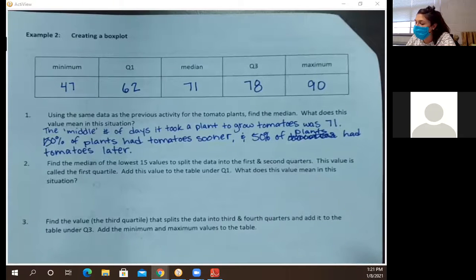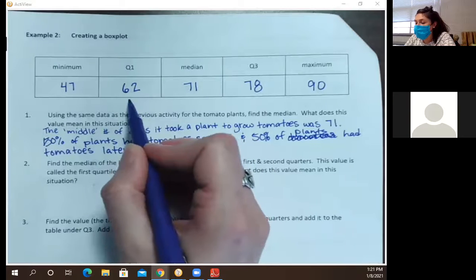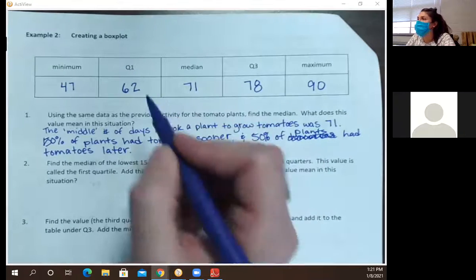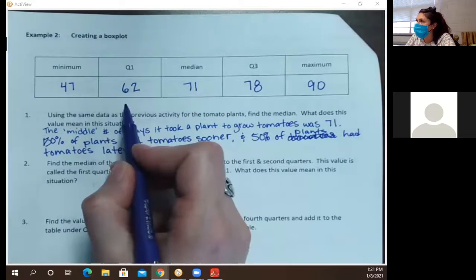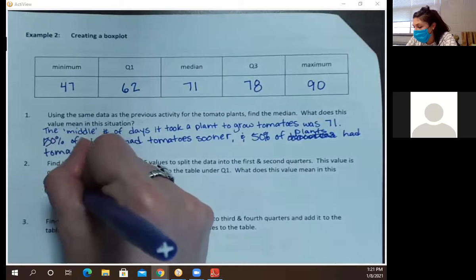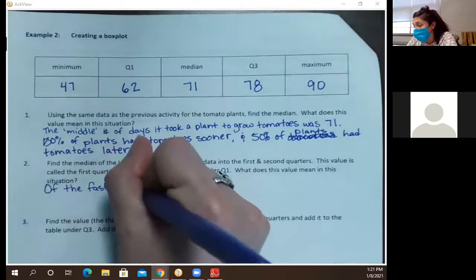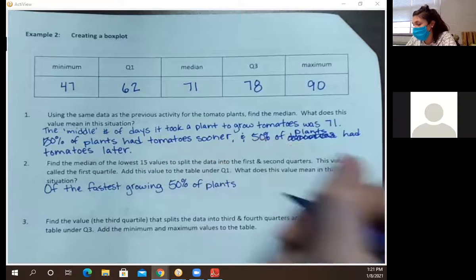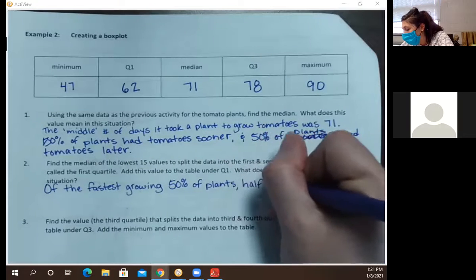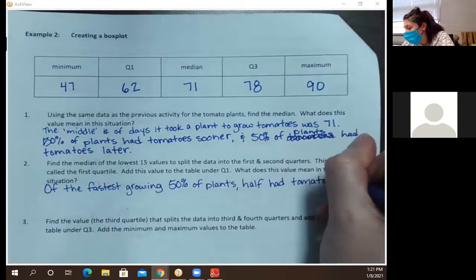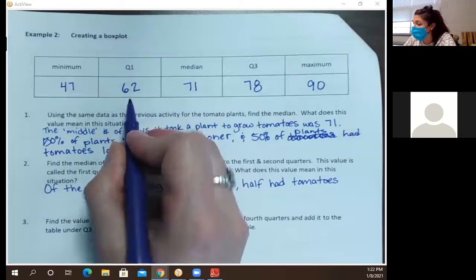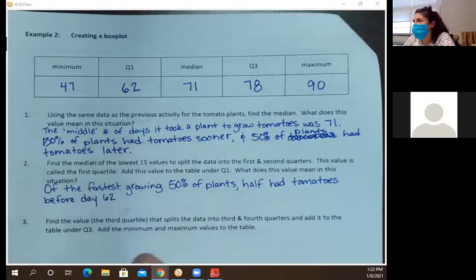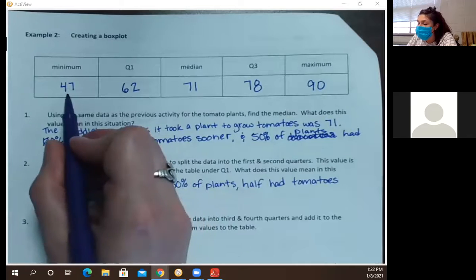Number 2 asks me to find Q1. Remember, that's the middle, the median of our bottom half of our data. So this splits the fastest growing plants in half. So what I know is that of the fastest growing 50% of plants, half of them had tomatoes before day 62. So basically a quarter of my plants got tomatoes between 47 and 62 days.